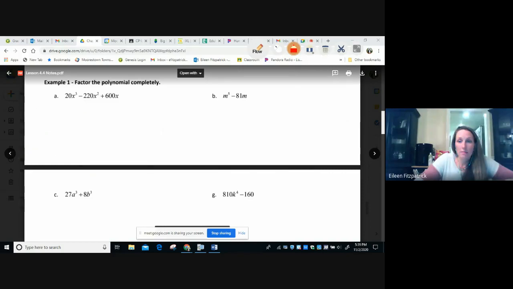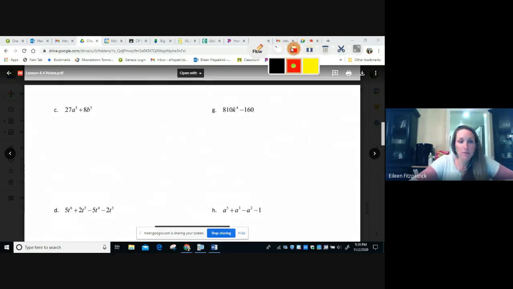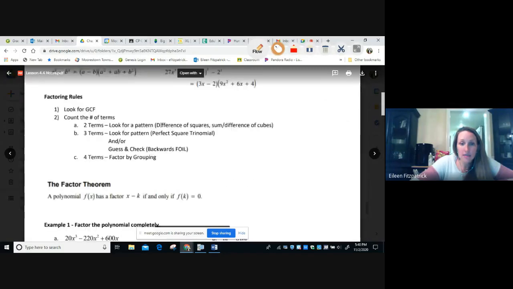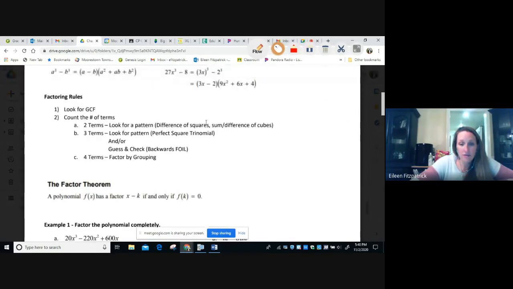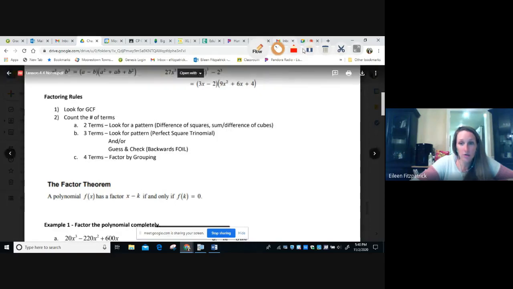Let's keep on going. Let me scroll down a little bit. All right, the next problem. Again, you're going to look for a GCF. 27 and 8 don't share any common factors. So scroll back up for a second. Since there are only two terms, the next thing is to look for a pattern. Is it a difference of squares or a sum or difference of cubes?